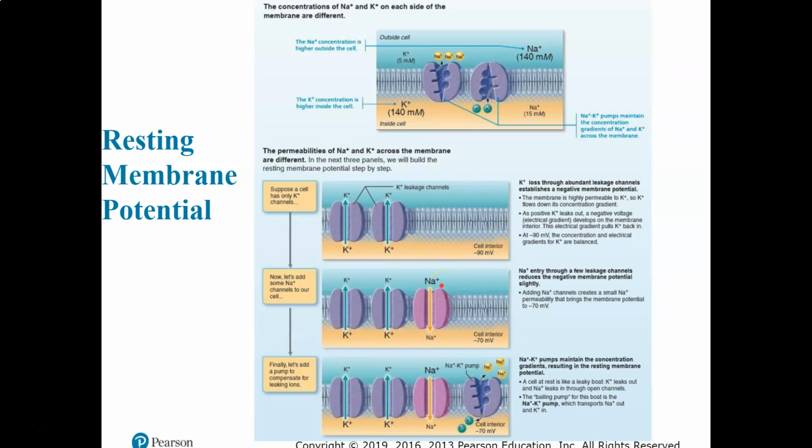But because the neuron is much more permeable to potassium than sodium, more potassium leaves the cell than sodium enters the cell, and so we stay at this resting membrane potential of about minus 70. Note our sodium-potassium ATPase pump is going to help maintain that gradient, but doesn't contribute a lot to the actual difference in charge.